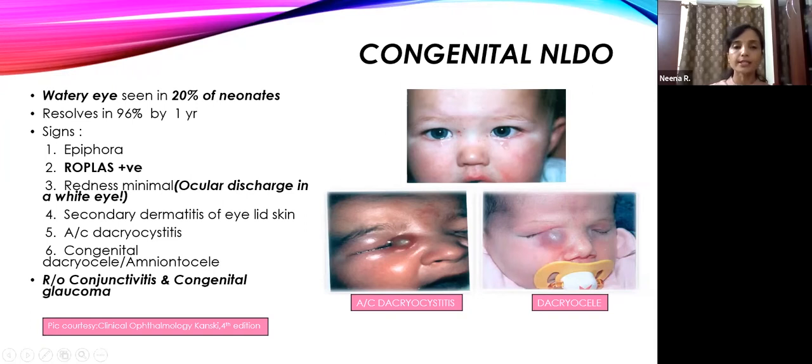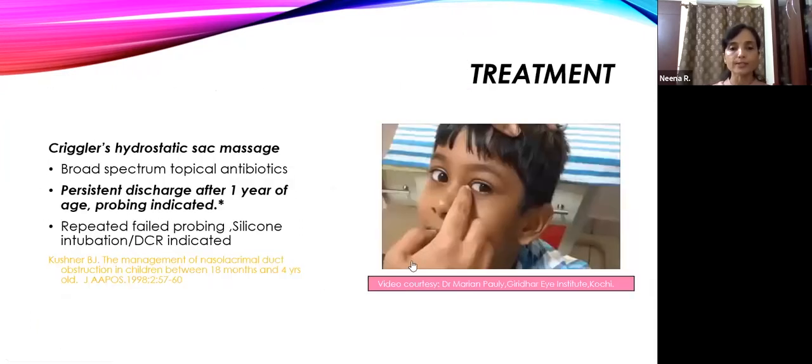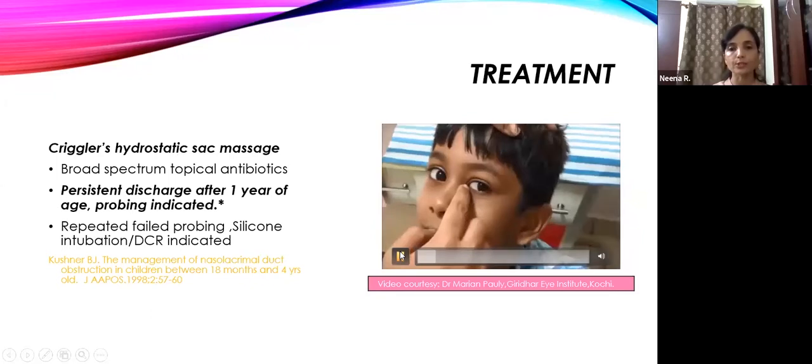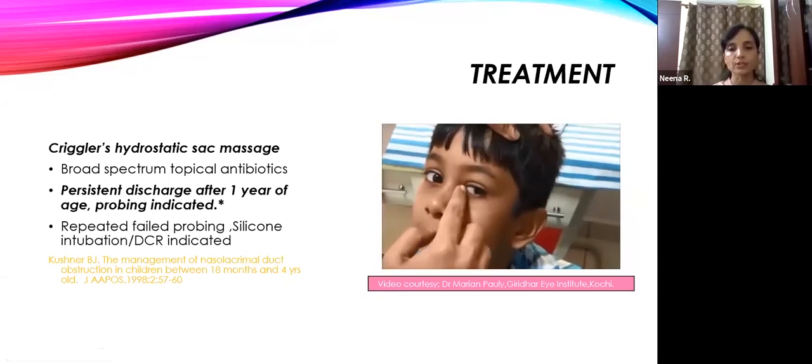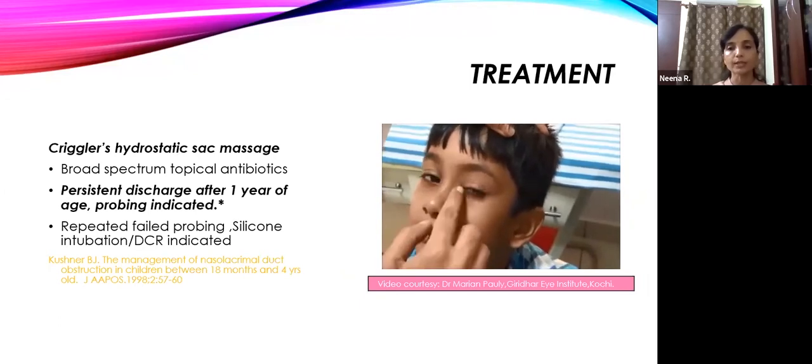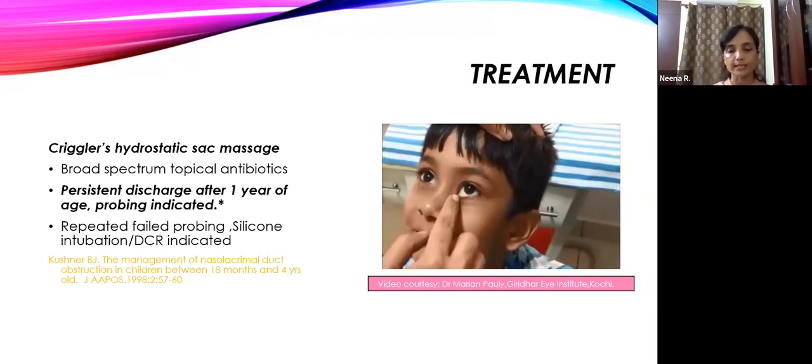You have to tell the parents and show them the proper way to treat it, which is called Crigler's hydrostatic sac massage. This is a video which shows you the correct way to massage the sac. So you can see how the massage is done from up to down in the direction of the nasolacrimal duct. So this is a correct way to massage the lacrimal sac. When you massage, you produce a negative suction force in the NLD, which opens up the imperforate valve, which is there below.